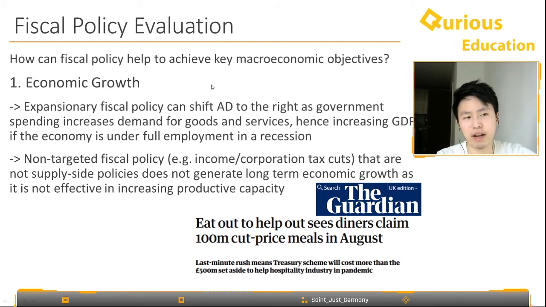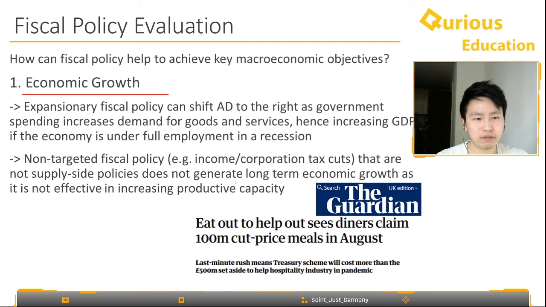Okay, fiscal policy evaluation. Now we want to think about when we want to use fiscal policy and in what circumstances, and also how fiscal policy can help the government achieve their macroeconomic objectives, or goals for the economy, in simpler terms. So we've got economic growth. If the government wants to achieve economic growth, like during these times of COVID, we would want to use expansionary fiscal policy and increase demand.